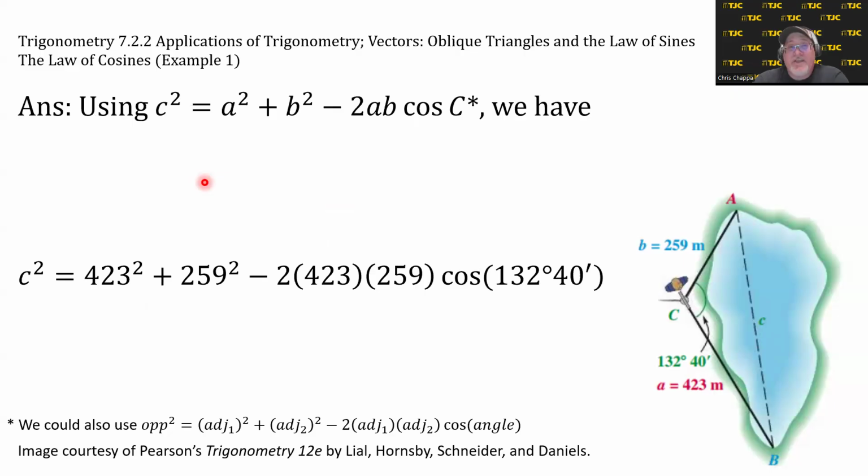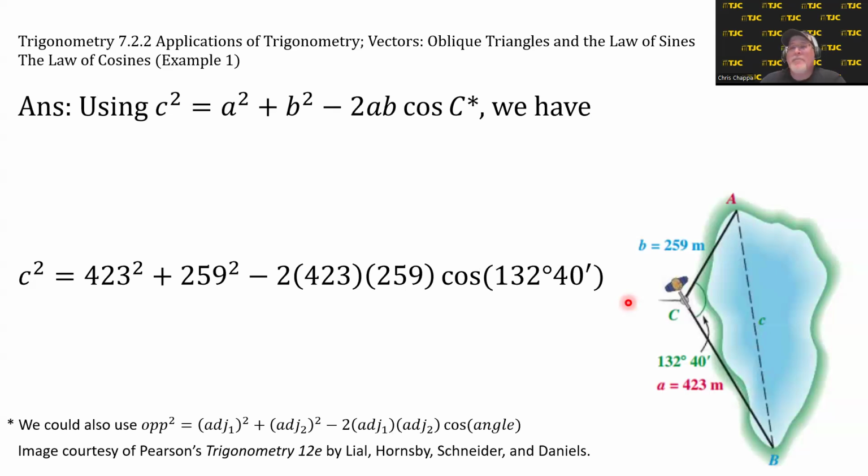Using c squared equals a squared plus b squared minus 2ab cosine C, or the generic version in terms of opposite and adjacent, we have c squared equals 423 squared plus 259 squared minus 2 times 423 times 259 times cosine of 132 degrees 40 minutes.